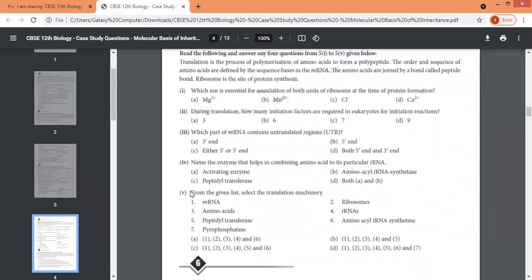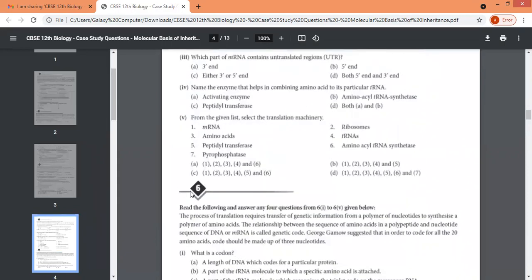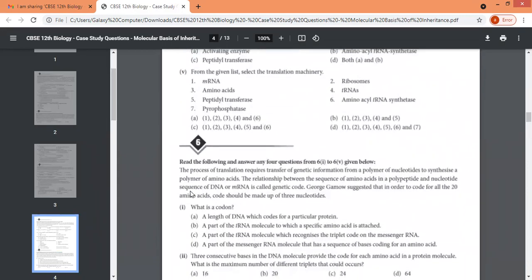Translation is the process of polymerization. Translation is related to protein synthesis. So this is what is there: the 5 questions and the options.